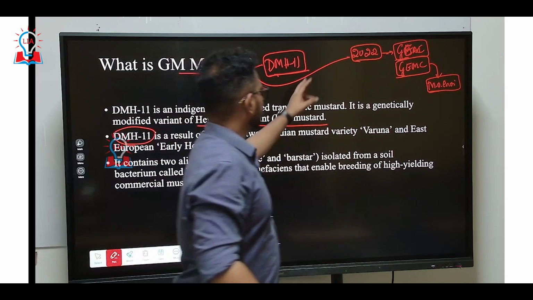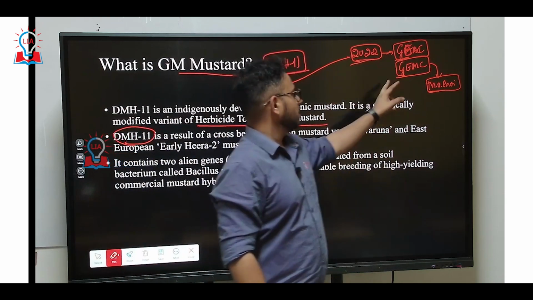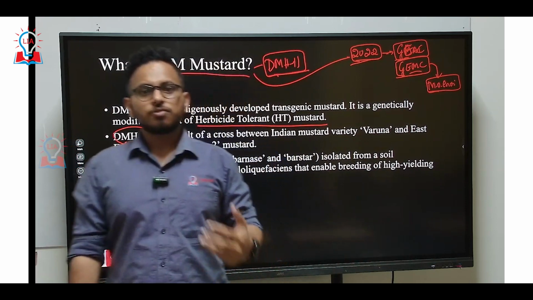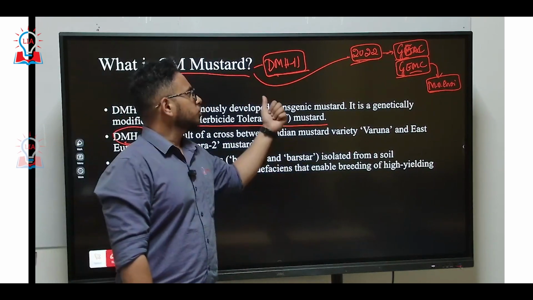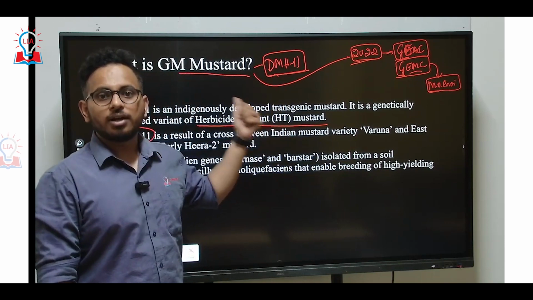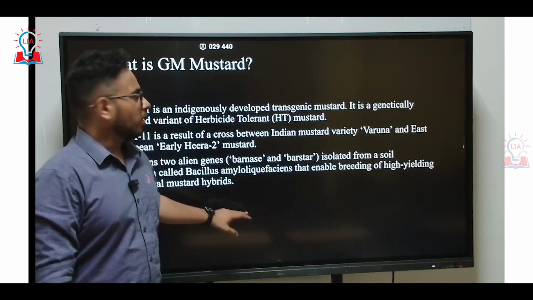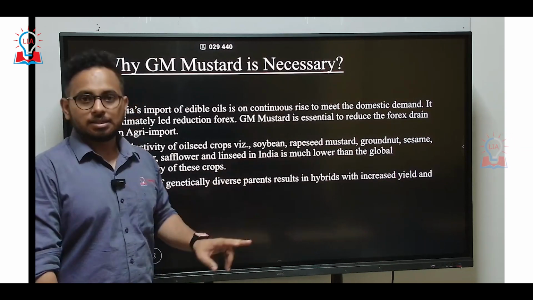So in the year 2022, GEAC, which works under the Ministry of Environment, gave permission for the farmers for the commercial growth of DMH-11, that is genetically modified mustard. So this is the reason why genetically modified mustard is in news.